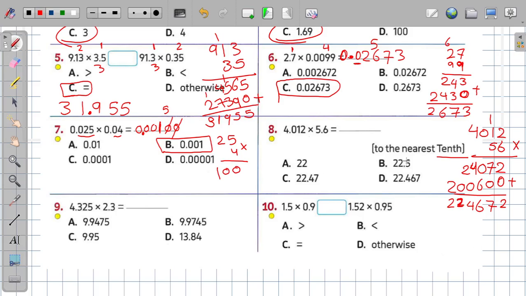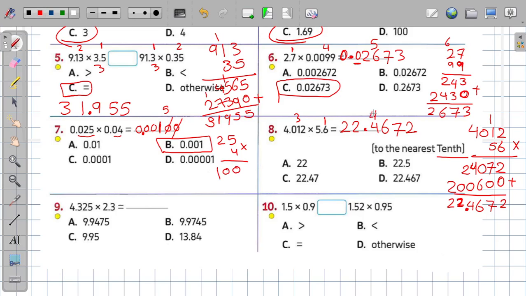After that, I will put the decimal point. I have 3 digits here and 1 digit here. So the result will have 4 decimal places. Okay, so I have 2, 7, 6, 4, and I will put the decimal point right here. So the result will be 22.4672. Okay, but I want to round it to the nearest tenth. So what can I do?